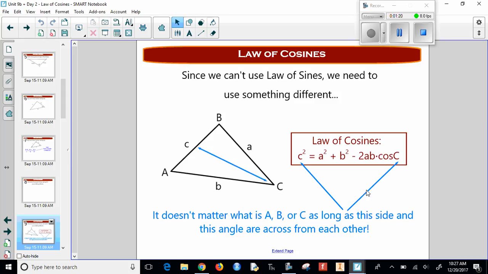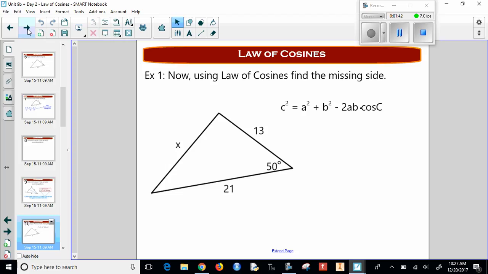There is a proof on where this comes from. However, that involves some trigonometry that you guys haven't quite learned yet. So let's not worry necessarily where it comes from. If you want to know individually, let me know and I can explain it one-on-one.